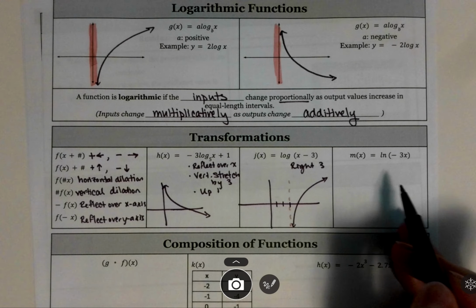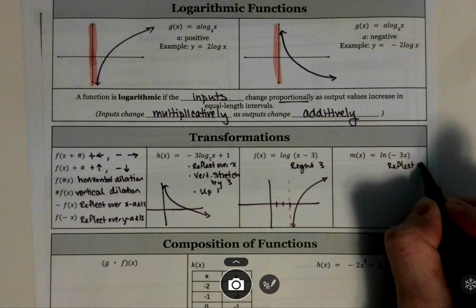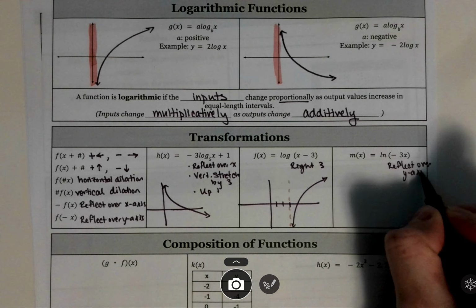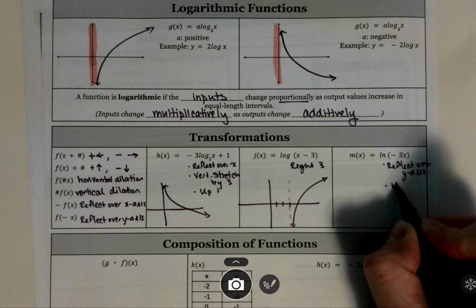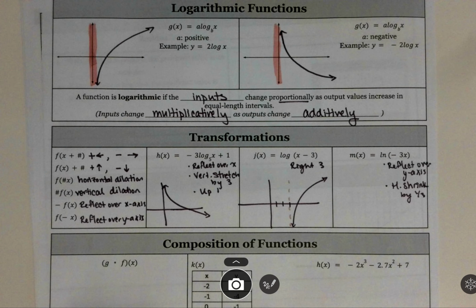For the last logarithm, it is a natural log. I have a reflection over the y-axis because of the negative on the inside, and I have a horizontal shrink by a factor of the reciprocal of 3, which is 1/3.